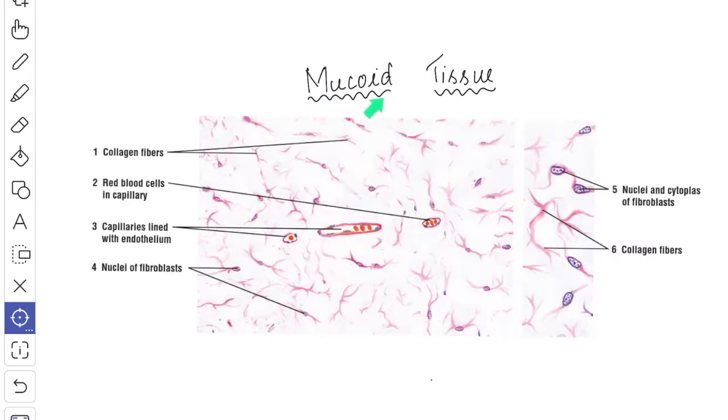Next, we'll see about the mucoid tissue. In contrast to all other connective tissue, the most prominent component of mucoid tissue is a jelly-like ground substance which is rich in hyaluronic acid. Scattered through the ground substance, there are star-shaped fibroblasts, some delicate collagen fibers, and some rounded cells. This kind of tissue is found in the umbilical cord. The vitreous of the eyeball is also a similar tissue.